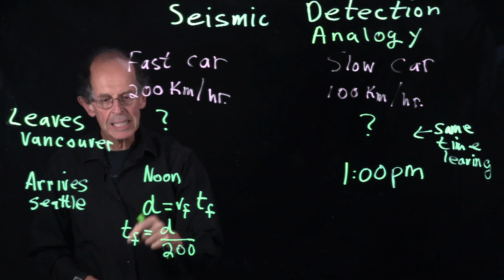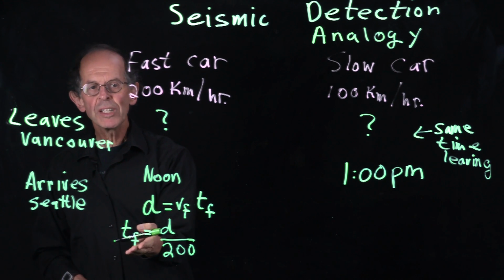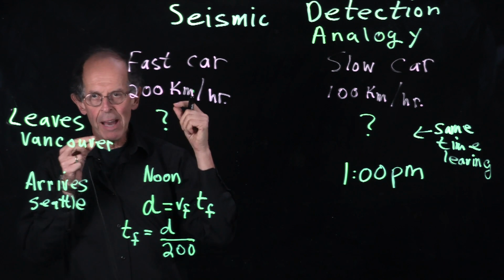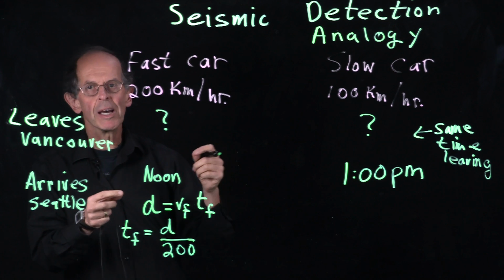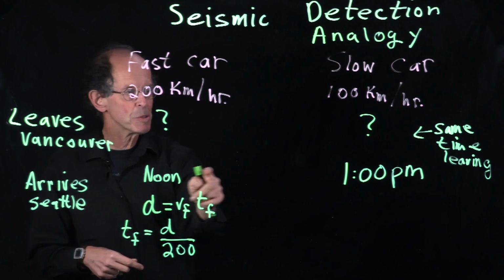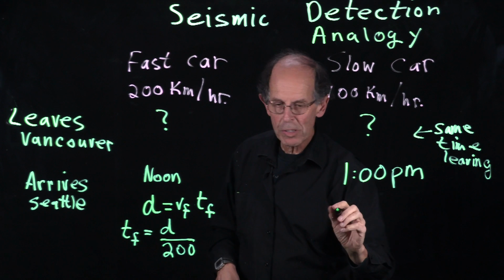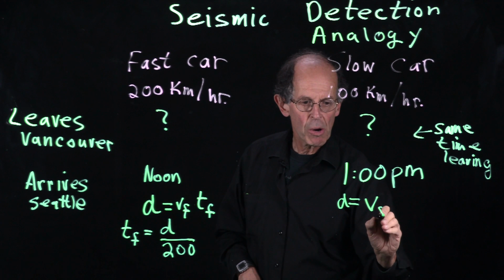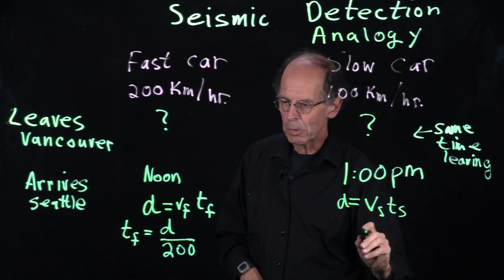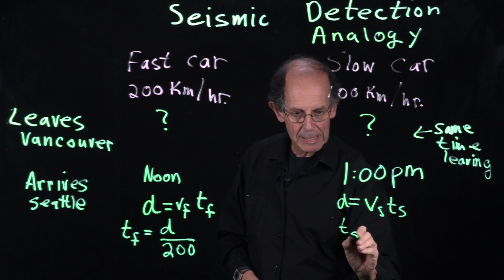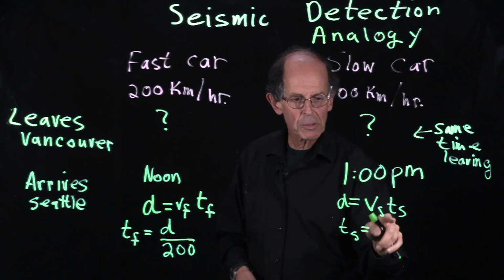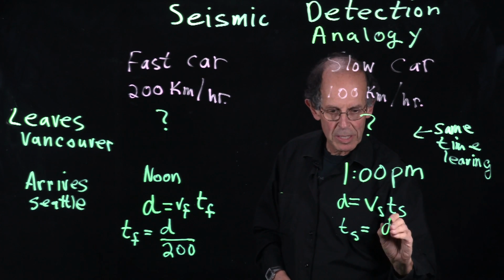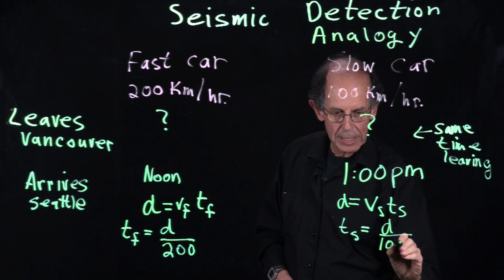But I don't know D, and I don't know when the cars left. I'm clocking their respective arrivals, them having left Vancouver at the same time and arriving in Seattle at different times, noon and 1 o'clock. The same for the slow car. D equals Vs times Ts. So we can solve. The only thing I know in this equation is Vs, which is 100. So that's D over 100.